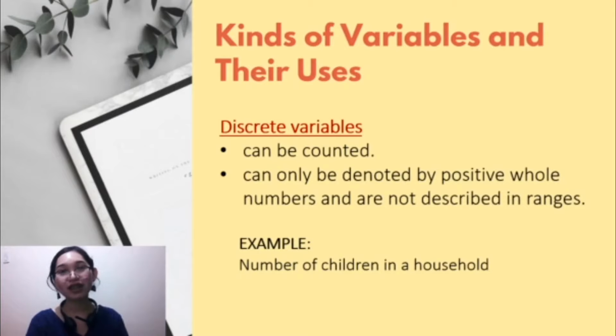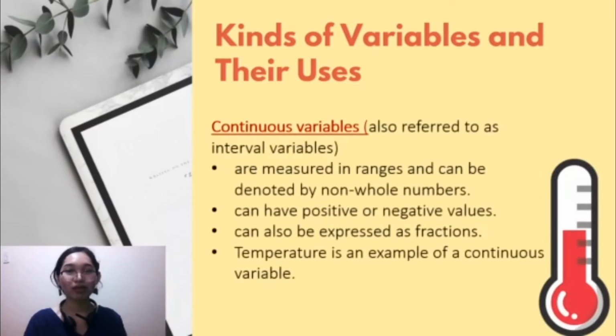Diba, a number of children in a household, we cannot have a negative value for that one, and we cannot also have a decimal or a value that is not whole. For example, you cannot have a 3.5 number of children or siblings, right? Ano yun? Half lang, manananggal yung kapatid mo. So, dapat whole numbers siya. So, that is an example of a discrete variable. Again, it should be positive and whole numbers. Hindi siya pwedeng negative at hindi din siya pwedeng non-whole numbers or fractions or decimals.